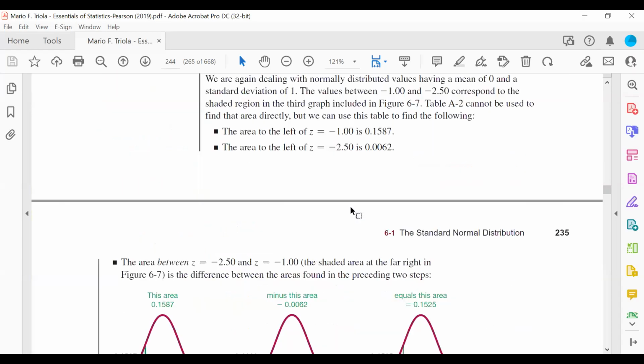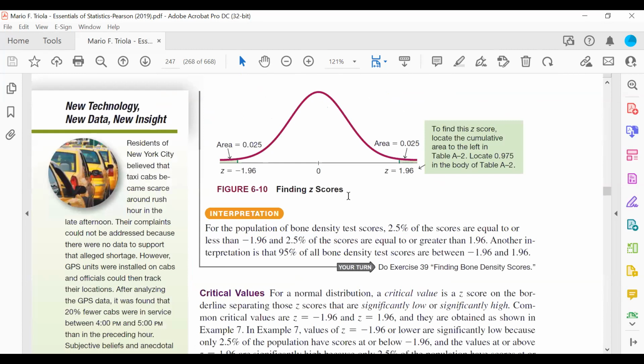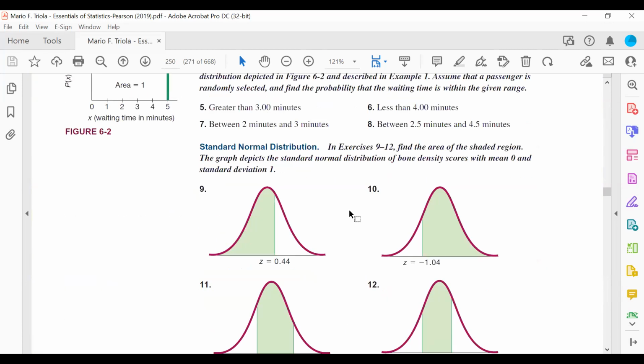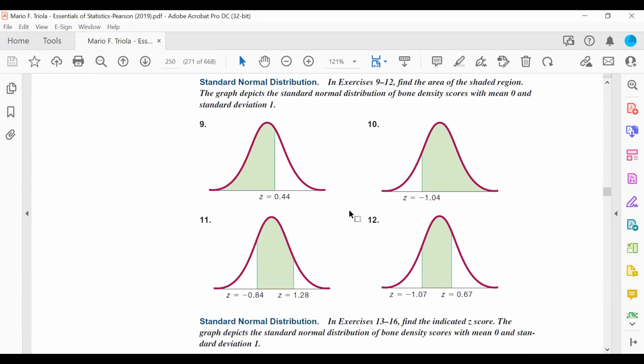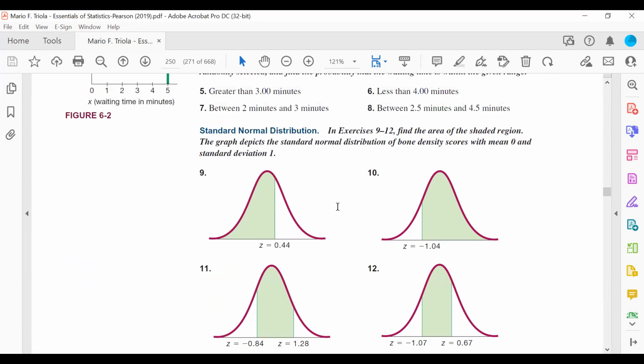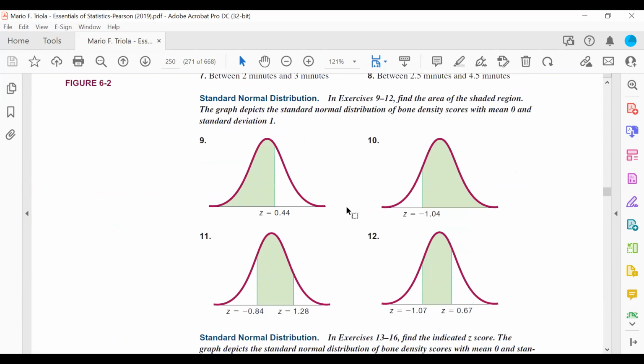In the book, they have some pictures already drawn for you. Okay, let's look at number 9 on page 240. This is find the area of the shaded region. Number 9, you have your Z, and notice it doesn't have 0 in the middle. It should, but it doesn't.